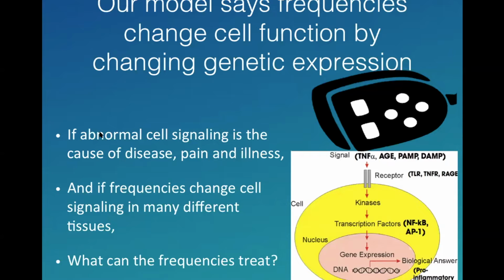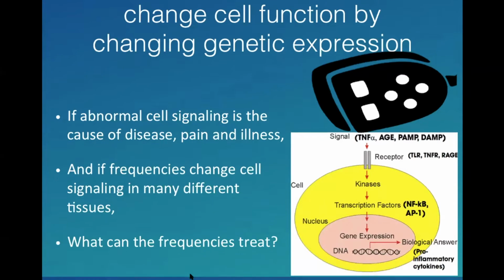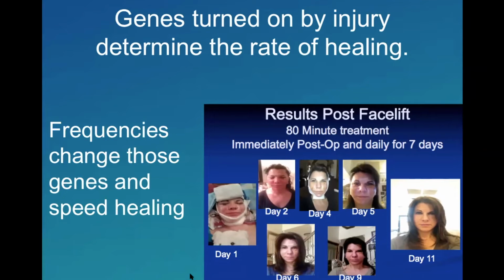So here's the thing. If abnormal cell signaling is the cause of disease, pain, and illness, and if frequencies change cell signaling in many different tissues, what can the frequencies treat? And how do you think about the frequencies in order to apply them to the situation? That's what this webinar is about, how to think about it, okay? Genes turned on by injury determine the rate of healing, right? So the frequencies change those genes and speed up healing. So we've got this post-facelift treatment.